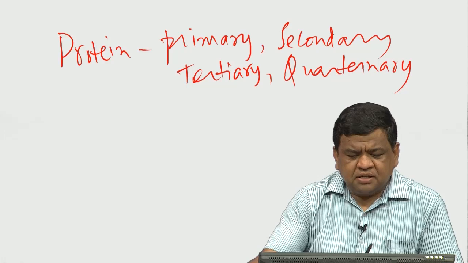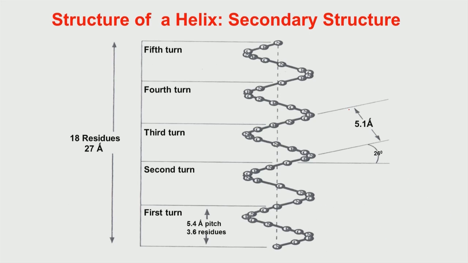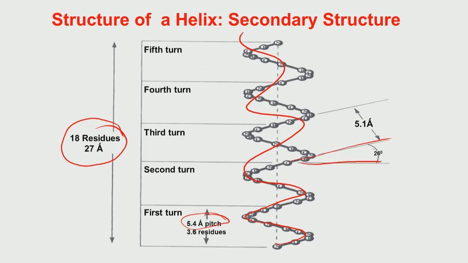While discussing the different levels of structure, I have also mentioned certain length scales that one has to remember. For example, this is a typical helical structure of a protein molecule, and it has 5 turns. The total length of these 5 turns is 27 Angstrom, and each turn is measured to be around 5.4 Angstrom, that is the pitch. Each time this helical structure is bent, the angle of bending is somewhere around 26 degrees, and this length is around 5.1 Angstrom.